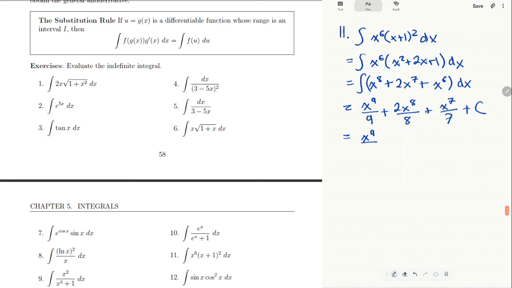And we can simplify the coefficients. So that's x to the 9 over 9 plus x to the 8 over 4 plus x to the 7 over 7.